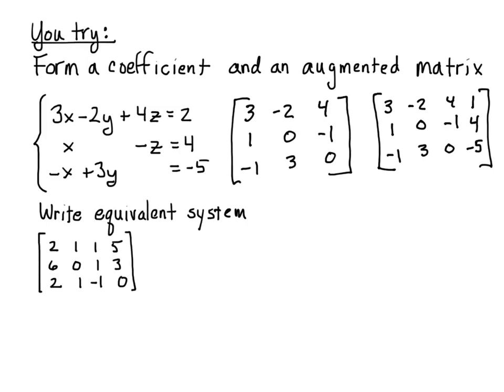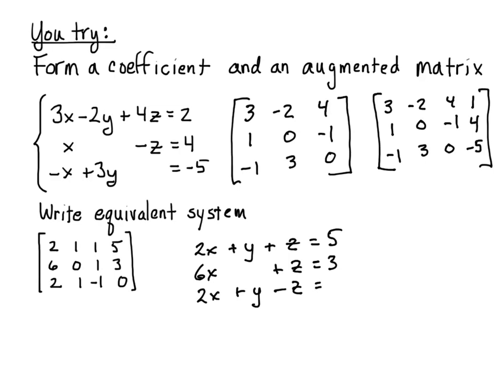Now the equivalent system for this matrix here would be 2x plus y plus z. See, I don't have to write 1 as a coefficient, equals 5. The second equation is 6x, and I can write 0y if I want, or I can just avoid that and write z equals 3. And then we have 2x plus y minus z equals, and the constant you always write in the system of equations. So you get that as your system. So that should agree with what you've come up with.